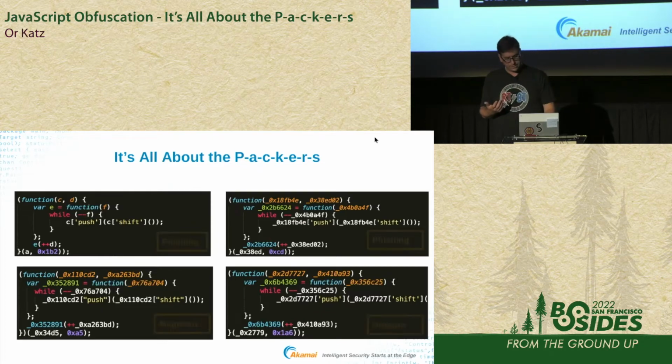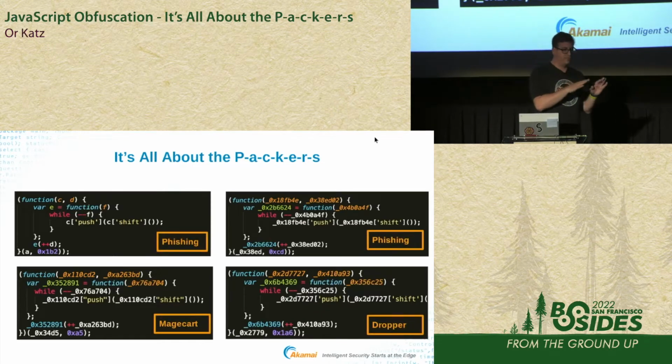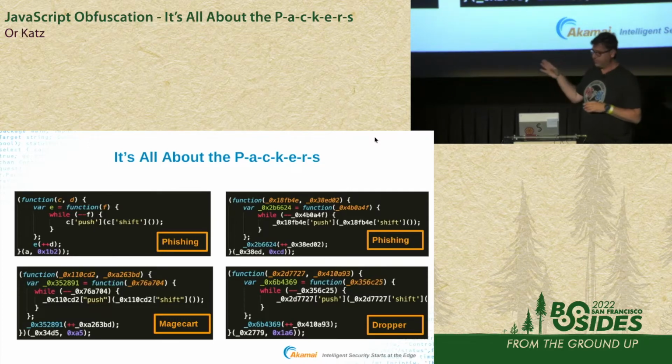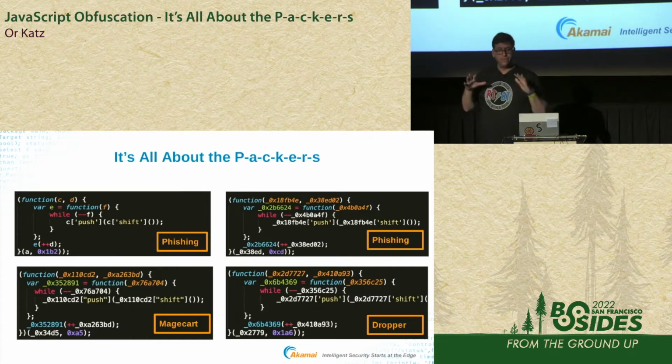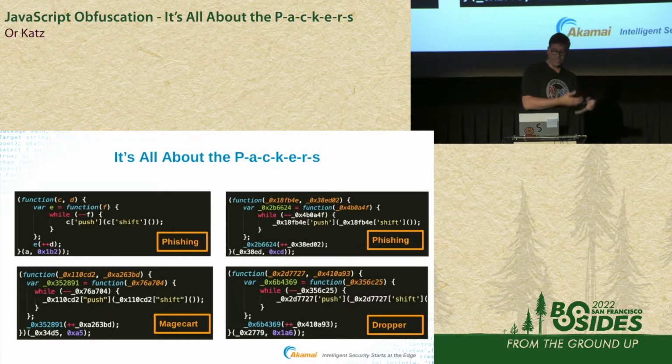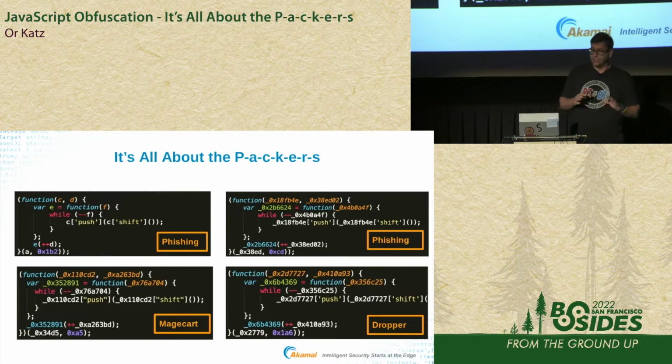And why are they not the same? Because they represent different threats. The 2 upper ones represent phishing pages. One is financial services. The other one is storage services. Of the 2 lower ones, the right one is a malware dropper, and the left one is Magecart, JavaScript trying to steal credit card information, stuff like that. So they are definitely not the same. These are not the same file. It's not the same threat, but they are very, very similar.